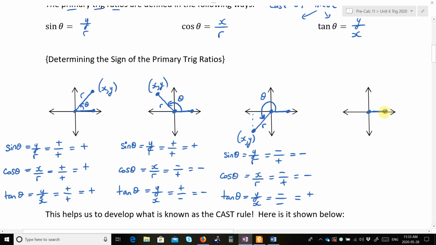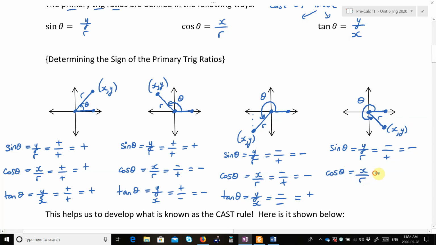And we will do this one more time with an angle all the way around like that. Sine theta is y over r, so remember the point is x, y, the radius is r there. The y coordinate is negative, r is positive, so we get sine theta as being negative.